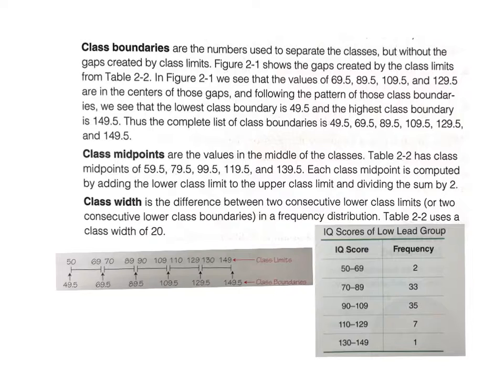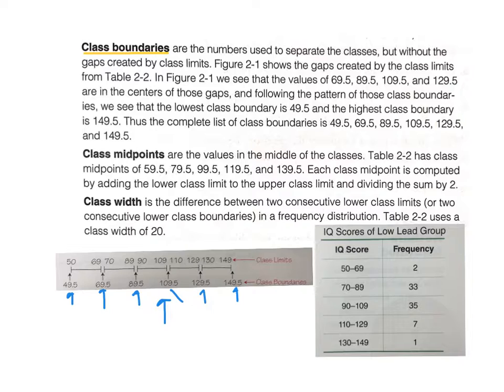Class boundaries. If you notice, when we go 50 to 69, look at this chart right here. When I go 50 to 69 and then skip to 70, I actually skip some space in there, or there's a gap. So the numbers that fill in that gap are called class boundaries. And basically what we do usually is we just take half, the midpoint between those two, and that's our class boundary. Even on the upper end and the lower end, we go half away and say, okay, the lower boundary is 49.5, the upper boundary is 149.5.